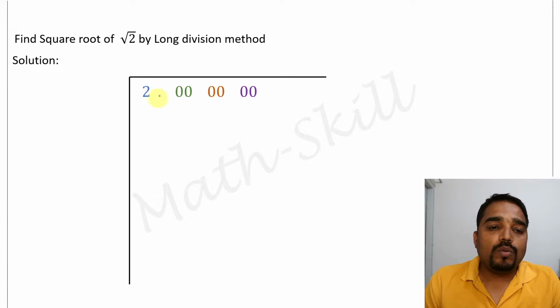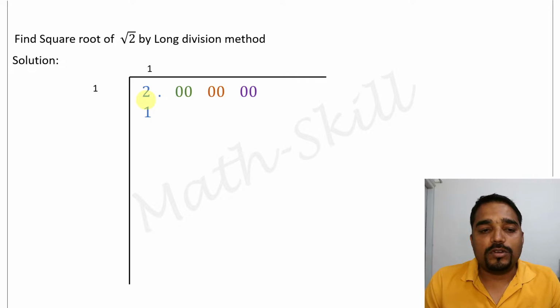That is 2.000000. Let us find the square root up till 3 decimals, so I have taken 3 pairs of zeros here. Now to start the long division method, we first start with the number before the decimal point, that is the number 2. For this number, we will have to identify a perfect square which is either equal to or less than this number, that is 1 ones is 1. Upon subtraction, we see that 2 minus 1 is 1.